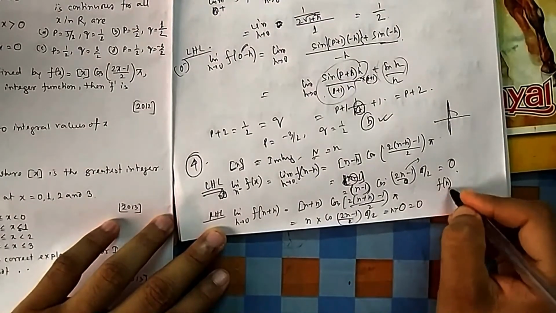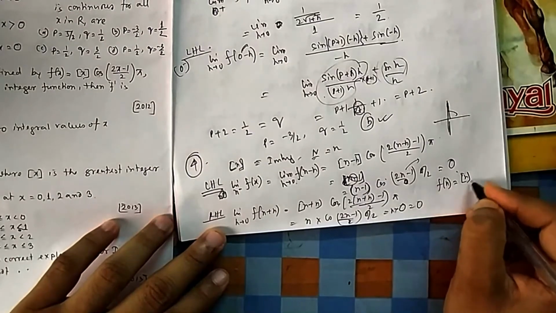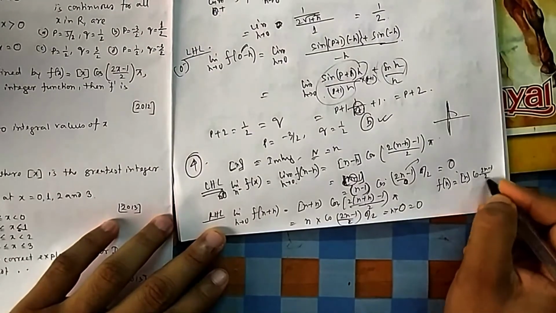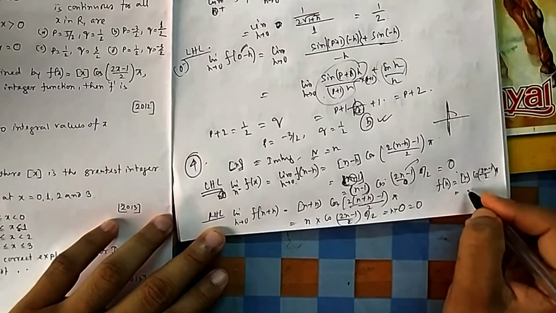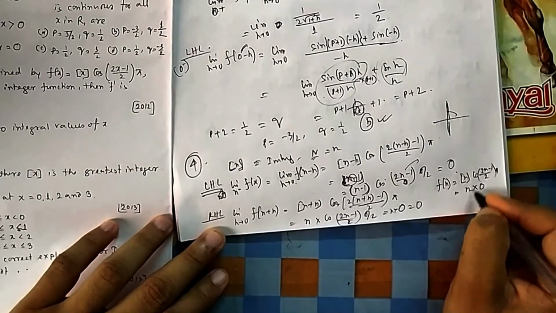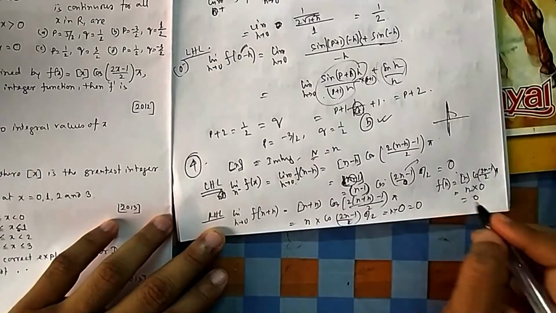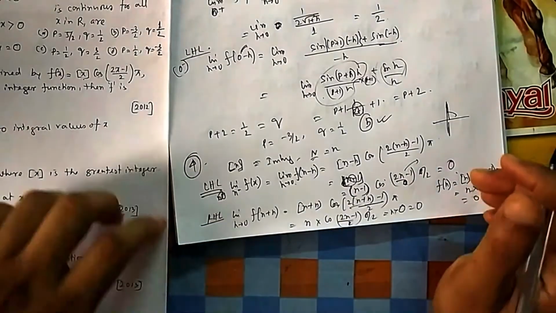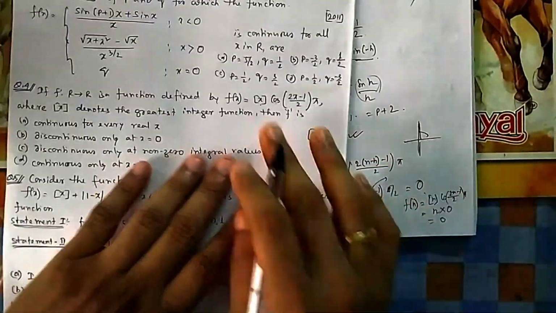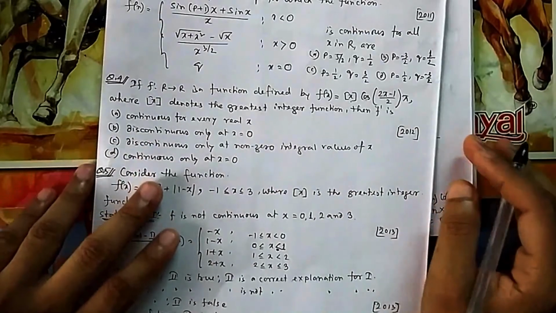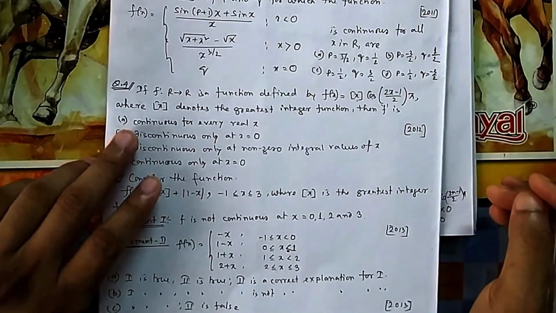Then if you calculate at n, it will be box n cos 2n minus 1 by 2 pi. Again it is 2n minus 1 into pi by 2. It is an odd multiple, box n is n. If it is an integer, then it is n, so it is 0. So LHL, RHL, f of n all are 0. So at the integer points also it is becoming continuous, because we are multiplying by 0, you can see this. So that's why it is continuous for all real values of x, that is option A.